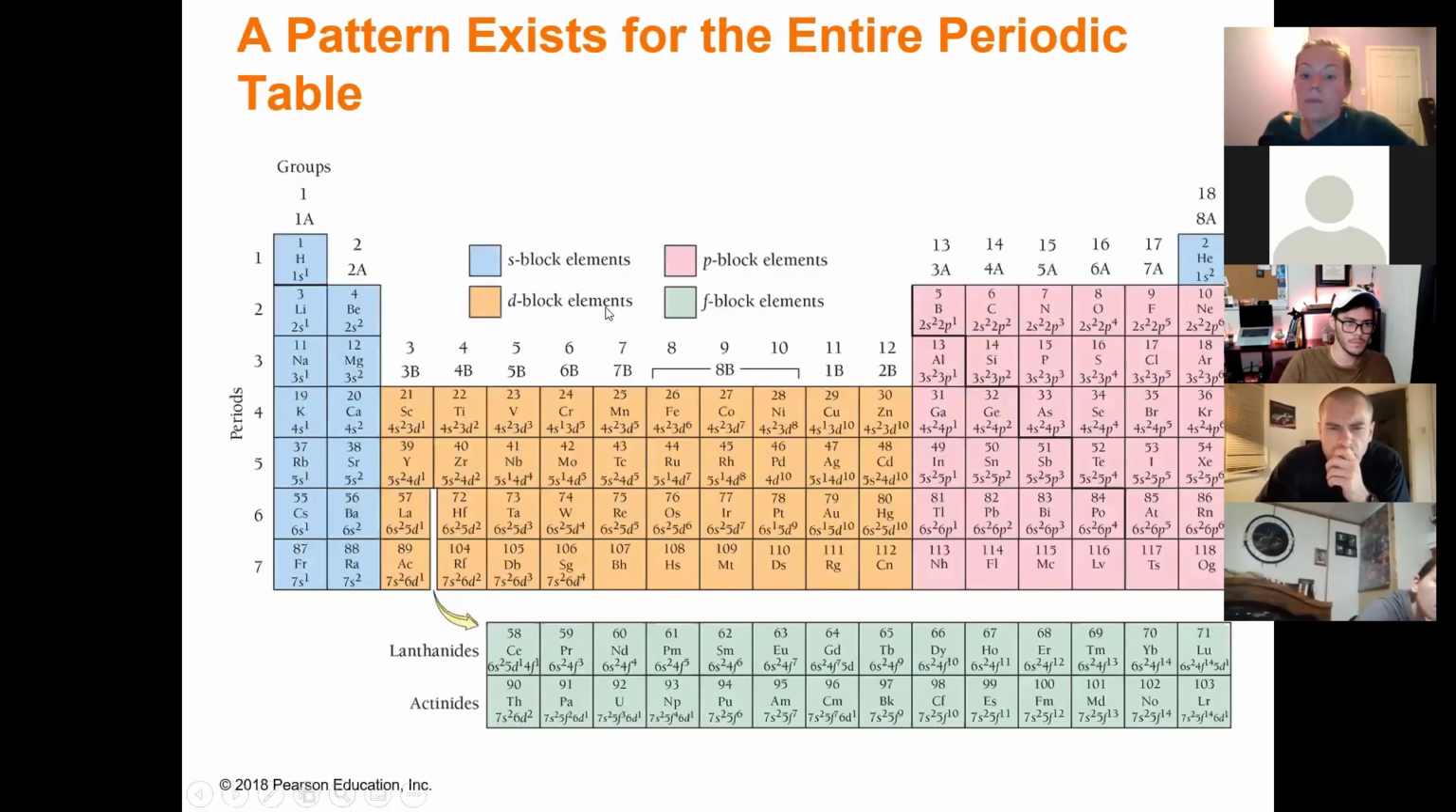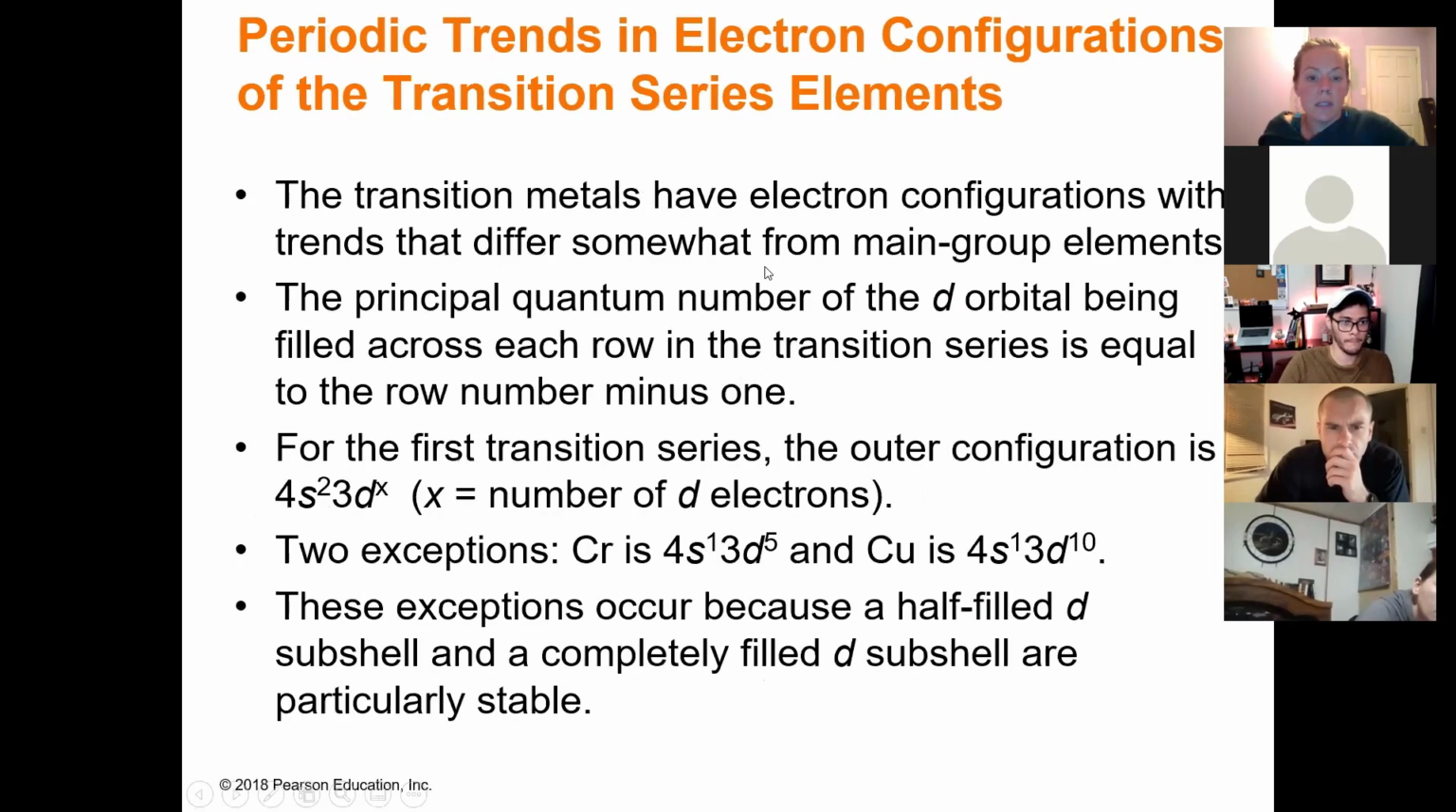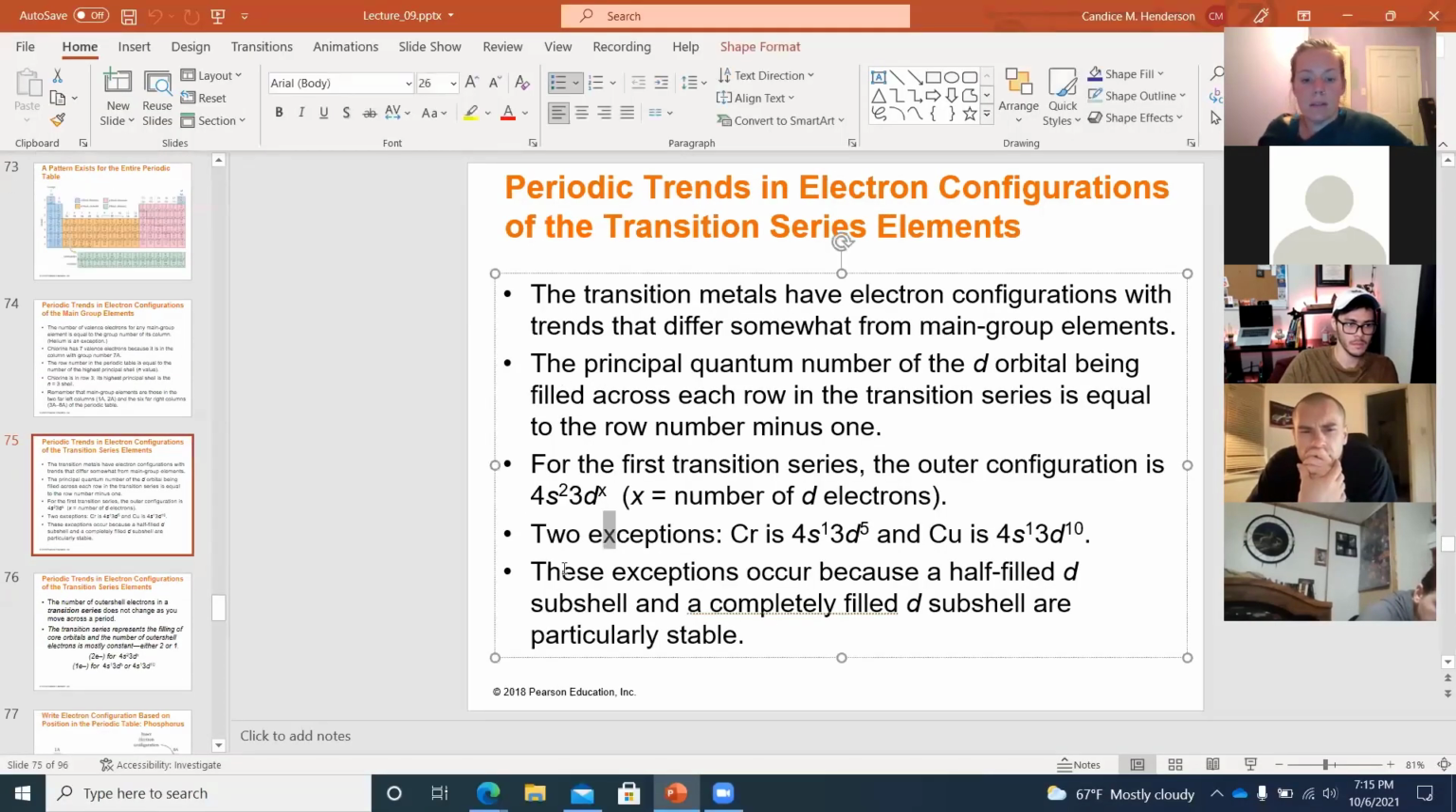So we've gone over all this. We know the s block, the p block, the d block. Right, there is one exception to the configuration in the transition metals. It's a little wonky. Oh, I got a question here.